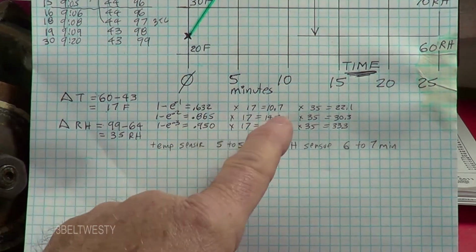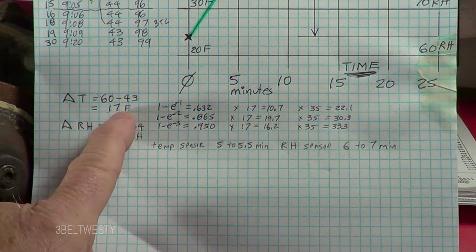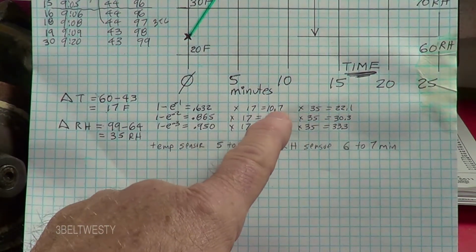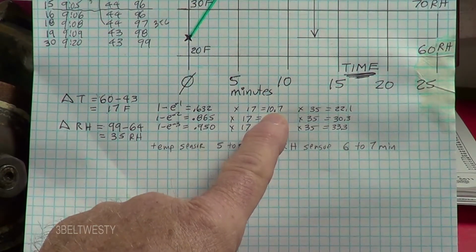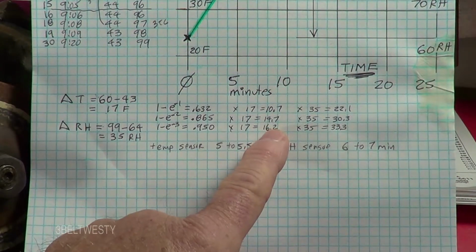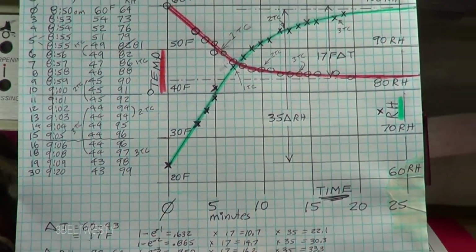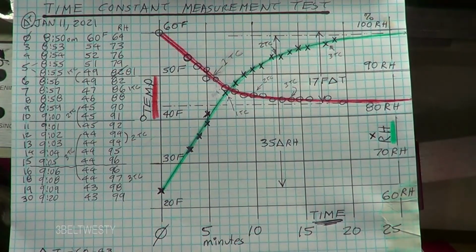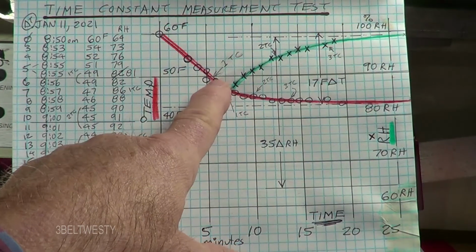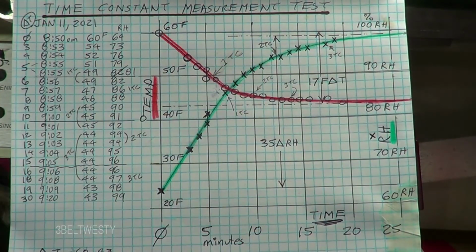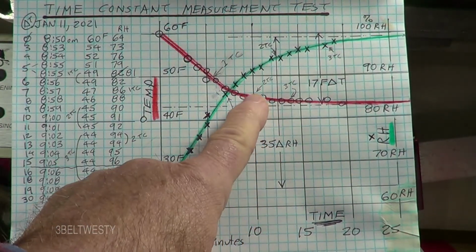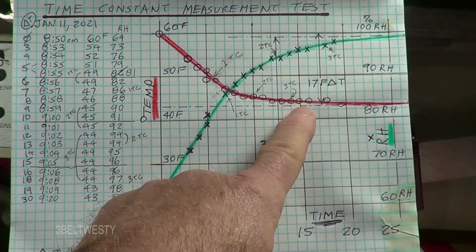You take these numbers times the delta, which was 17F or 35 RH, and you get these values: the first time constant is 11 degrees, then 14, and 16 degrees. So you go back to the graph and measure 11 degrees from here, and you get down to right there, and there's the first time constant. The second time constant is about 10 minutes here. The third time constant is very close to 15.